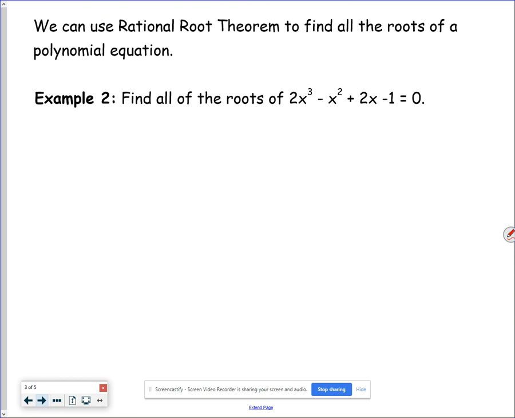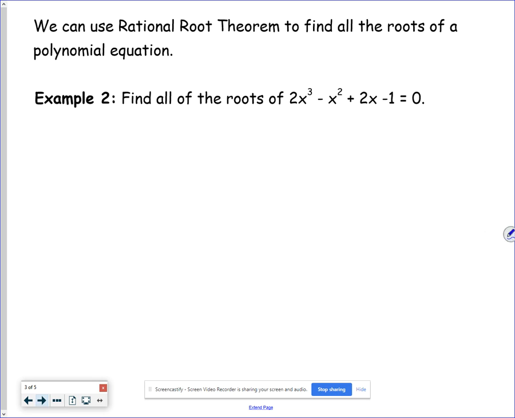So this example asks you to find all the roots. We're not going to do that. We're going to finish this example tomorrow, but we're going to start it today. So what I want you to be able to do today is generate that list of possible rational roots. Okay? So I want to be able to do that.